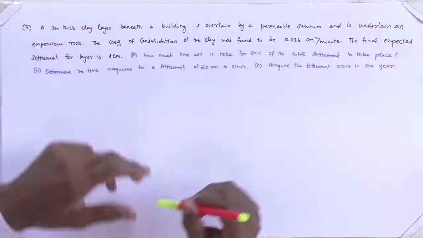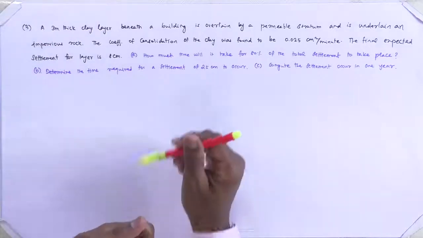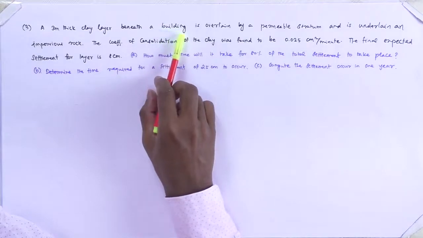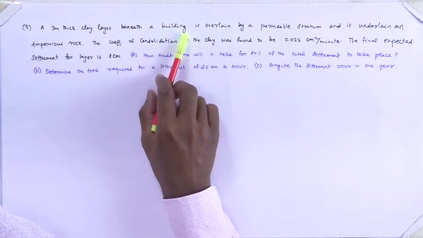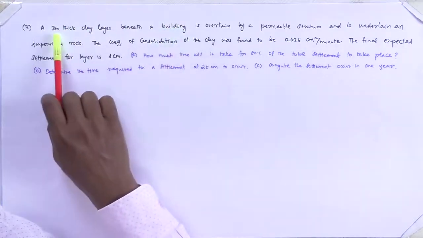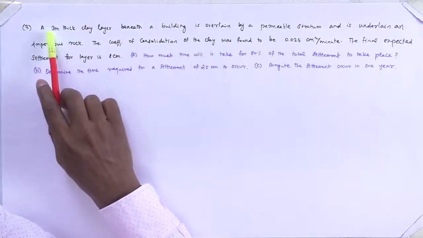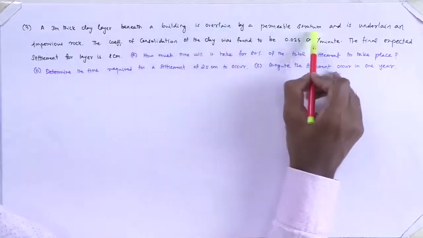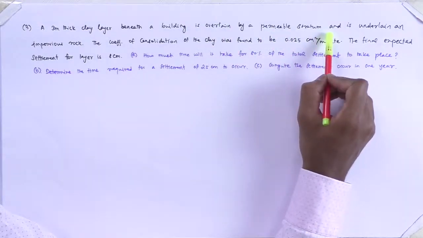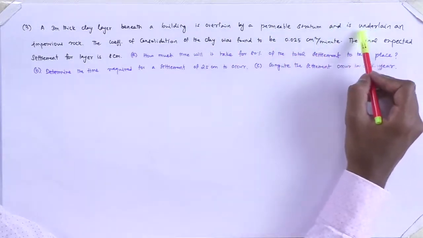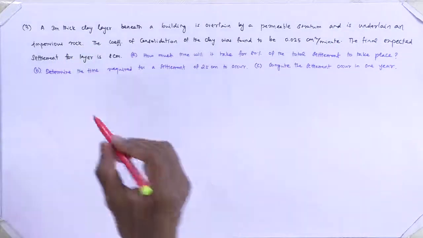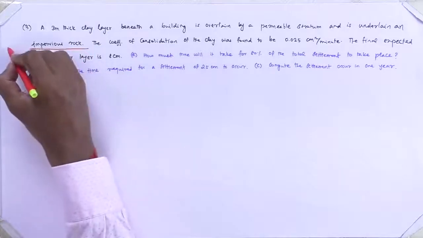So simply, they have given that there is a building. Because of the foundation, pressure is going down. Below it there is a 3 meter thick, fully saturated clay layer. Above it there is a pervious strata, which means sand or gravel. Below the clay layer there is an impervious rock, which states that it is a single drainage system.